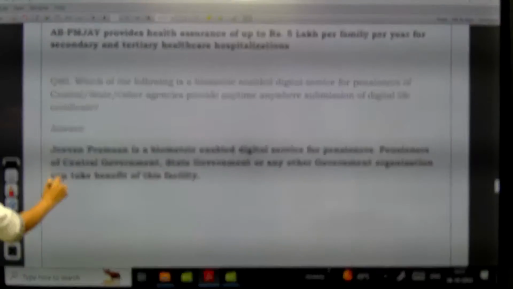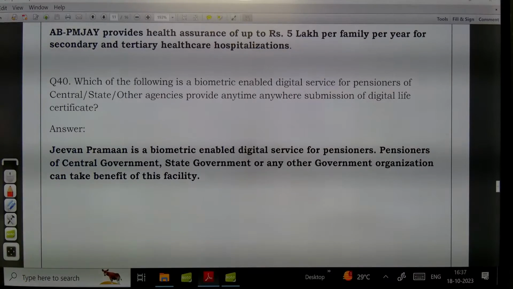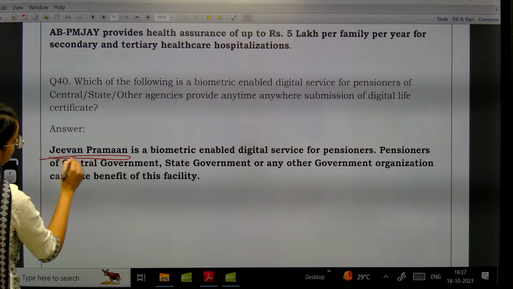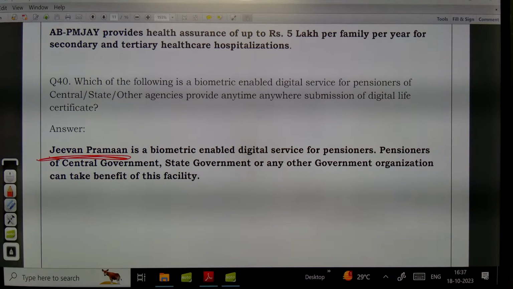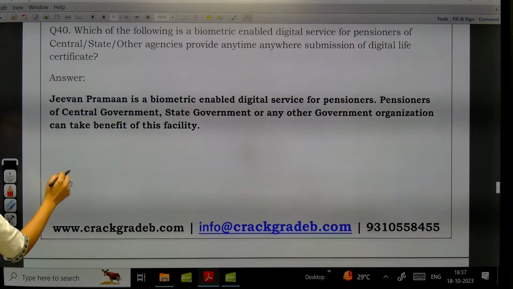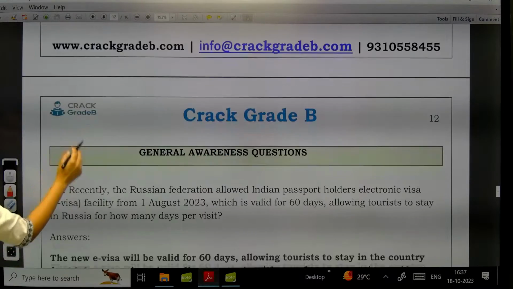Next question. Which of the following is a biometric enabled digital service for pensioners of central, state, and other agencies that provides anytime, anywhere submission of digital life certificate? This is Jeevan Praman. Okay. This is a biometric enabled digital service for pensioners to show that they are alive and eligible for the pension given by the central and state government.